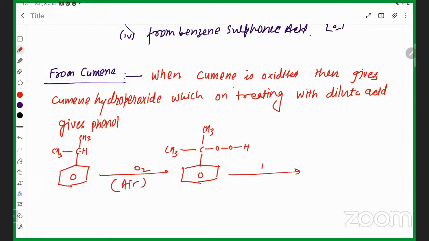Now they are saying you take the H plus. So if you are taking the H plus, what is going to happen? This total compound is going to be removed. So what product are you going to achieve here? Here will be OH, and another will be the ketone, CH3, C double bond O, and this is CH3. This is called phenol.